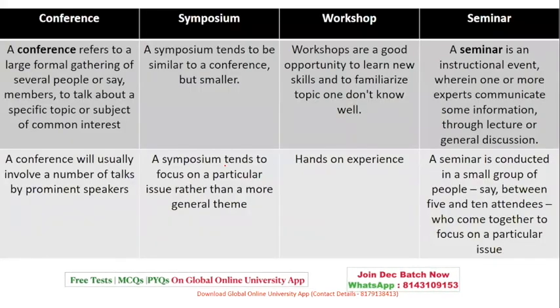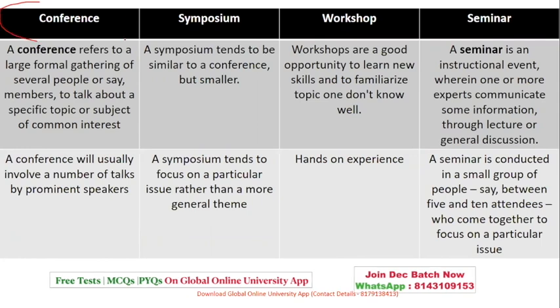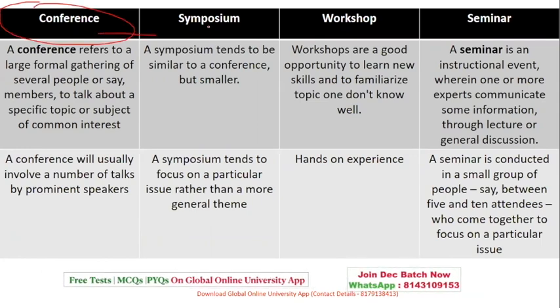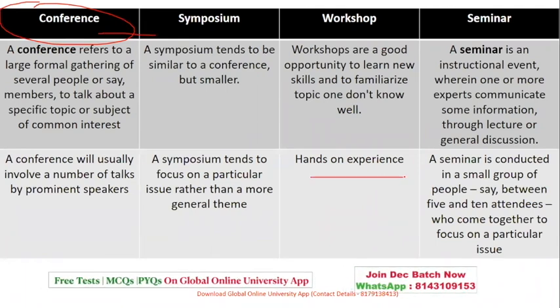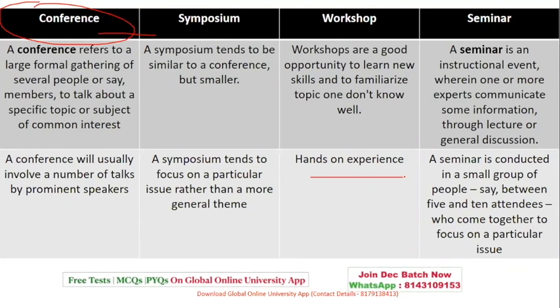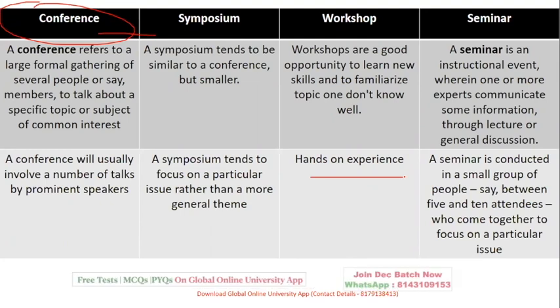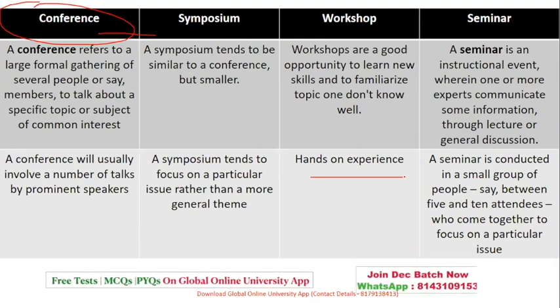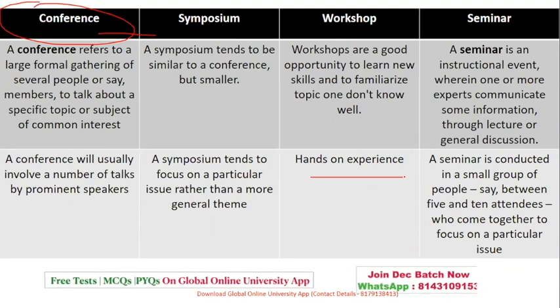Coming to one topic which is very common in research: the difference between conference, symposium, workshop, and seminar. So conference is the highest one. Similar is symposium, but it is at a lower scale. Workshop is a hands-on experience, and seminar is an instructional event where you have a small group, with numbers 5 to 10 or maybe extended to 12. Among these, the larger one is conference. Workshop is hands-on. There are questions seen on this in the last 2-3 years, so you should be able to track them properly.